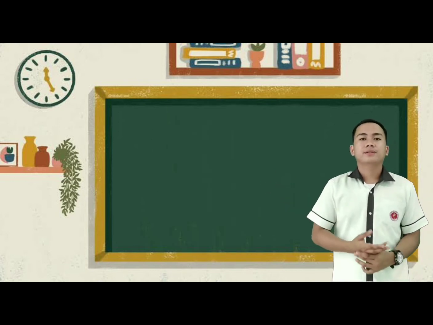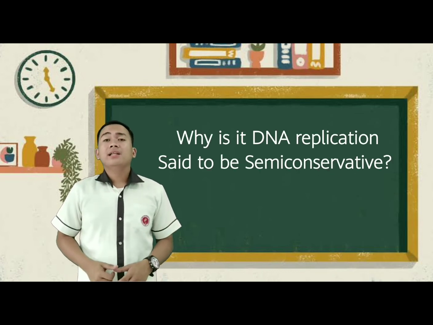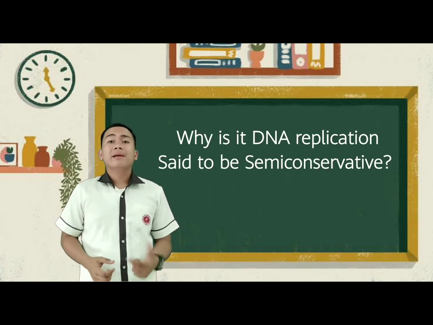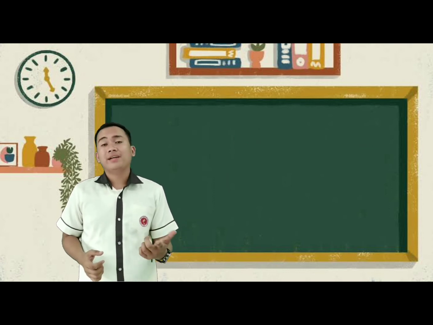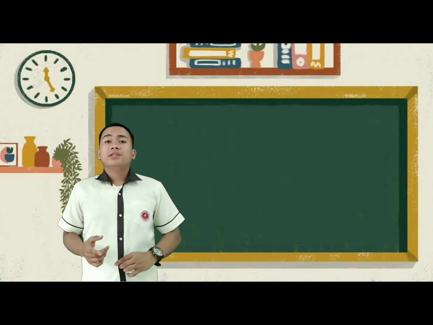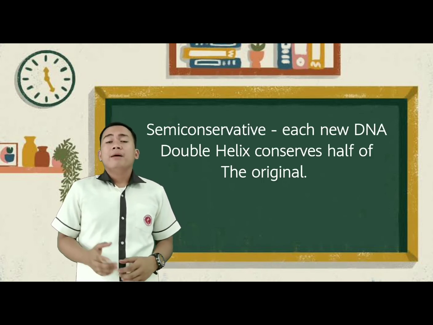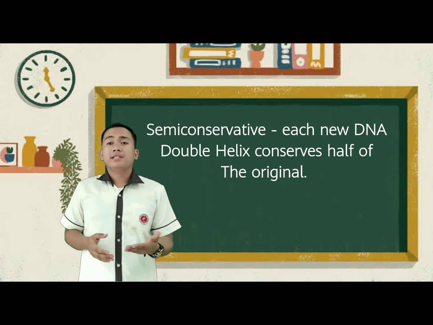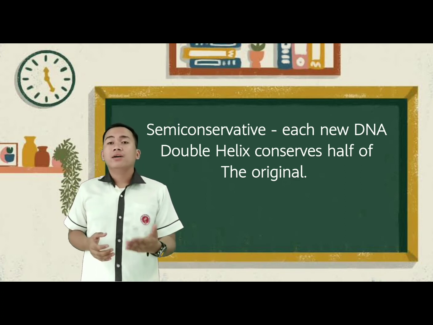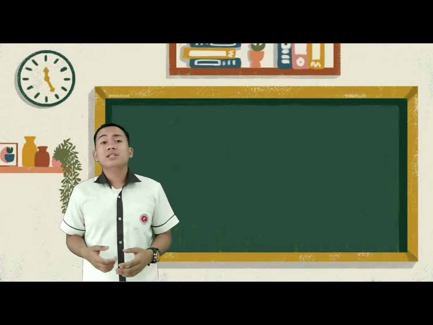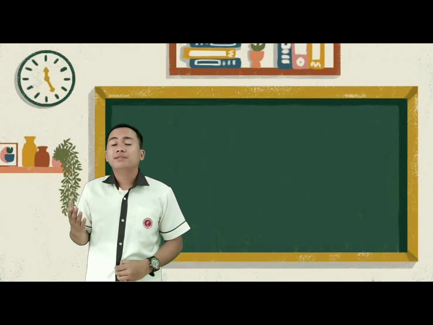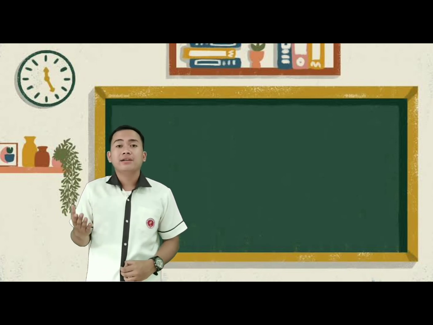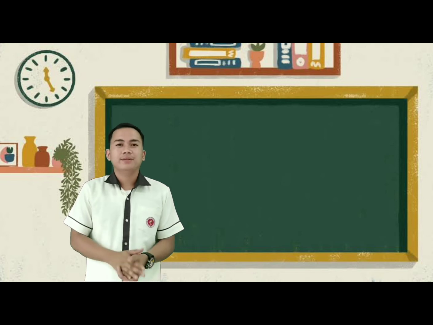Okay, very good. And now, why is DNA replication said to be semi-conservative? Okay, you don't have idea. DNA replication is said to be semi-conservative because each new DNA double helix conserves half of the original. Again, it is considered as semi-conservative because each new DNA double helix conserves half of the original. Is that clear? Okay, very good.